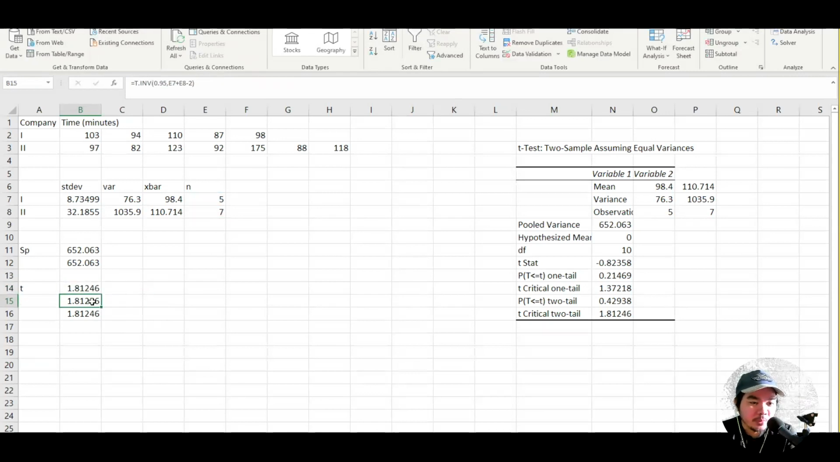Tapos pwede rin ang gawin nyo is yung tulad ng analysis na ginawa natin sa Z.